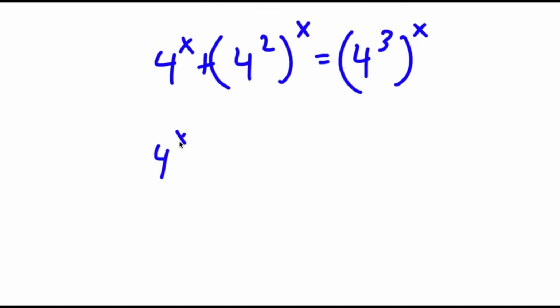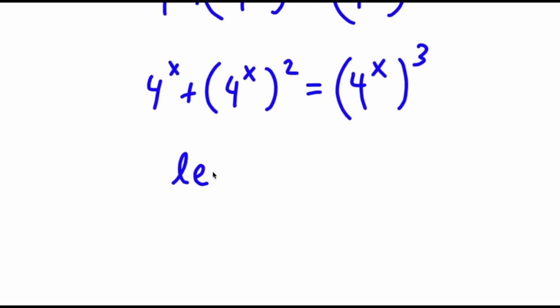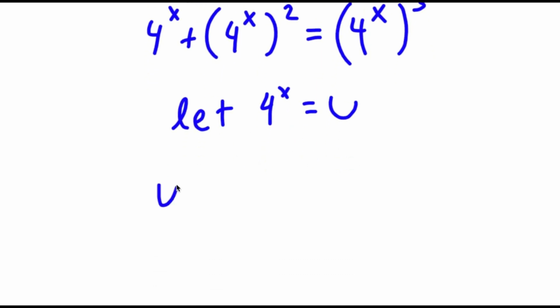Now, I'm going to rewrite this as 4 to the power of x squared. 4 to the power of x plus 4 to the power of x squared is equal to 4 to the power of x to the power of 3, because I can switch the places of these two. Now, I'm going to let 4 to the power of x equal to the variable u. So now I have u plus u squared is equal to u to the power of 3.